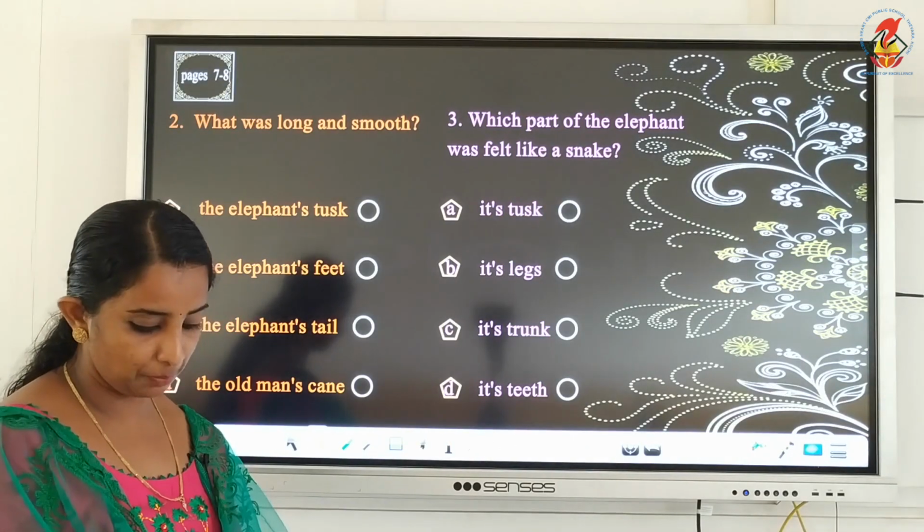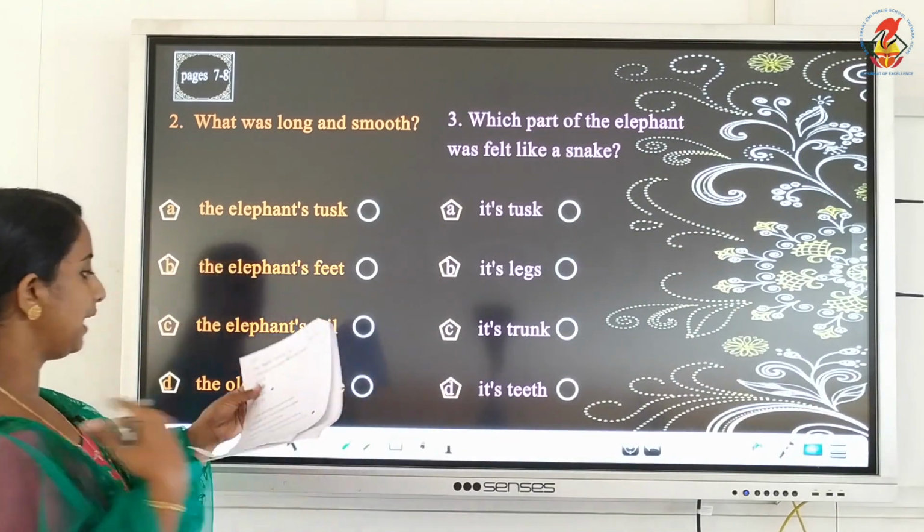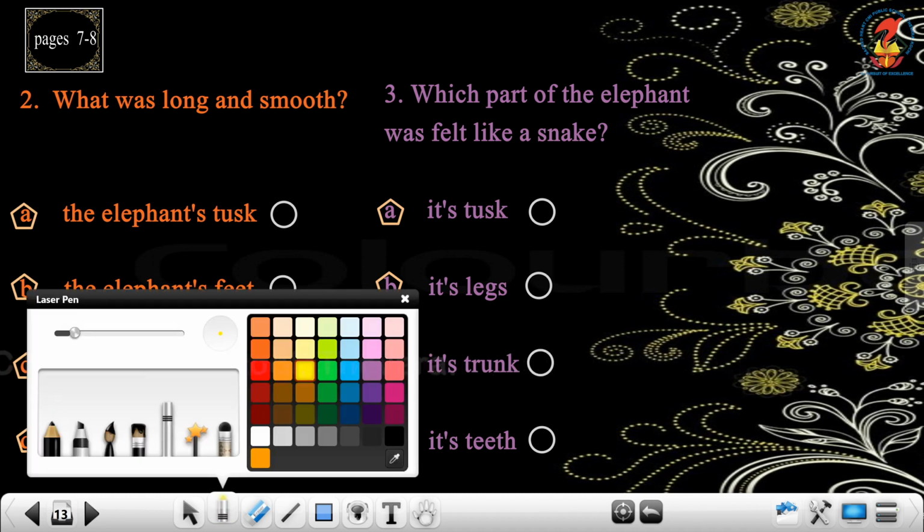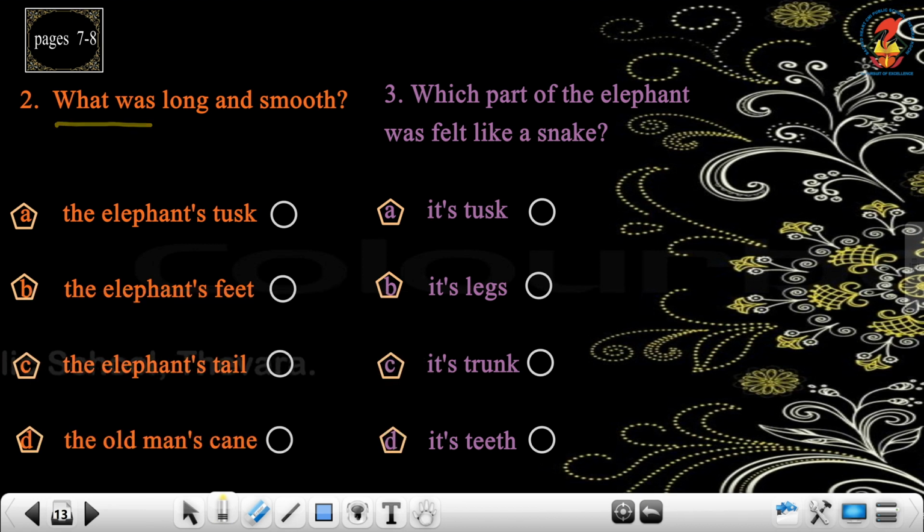Now take page number 8. In page number 8 we have 2 more questions. In page number 7 again we have our second question. What was long and smooth? Somebody touched the elephant somewhere and he said it is very long and it is very smooth, just like a snake. What was that, children?